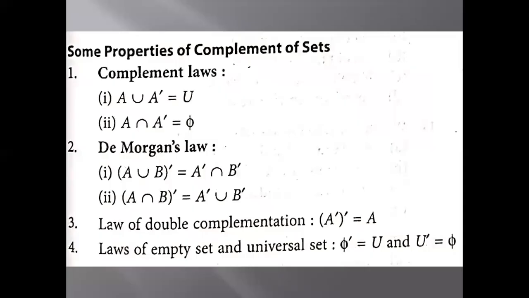Then some properties related to the complement of a set. A union A dash is always equal to the universal set. A intersection A dash is always equal to the null set, because A and A dash are disjoint sets. De Morgan's law: (A union B) dash is always equal to A dash intersection B dash. Similarly, (A intersection B) dash equals A dash union B dash. Law of double complement: (A dash) dash is always equal to A. Law of empty set and universal set: the complement of the null set is always equal to the universal set, and the complement of the universal set is always equal to the null set.